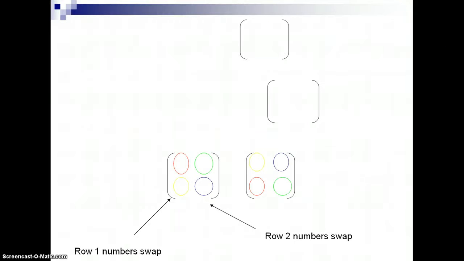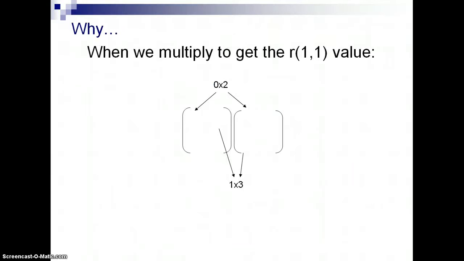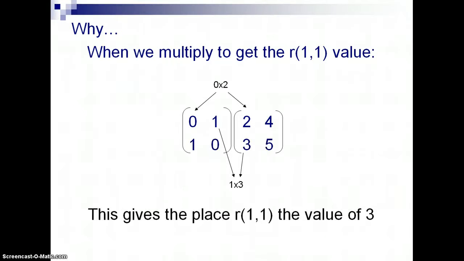We now have the matrix [3, 5; 2, 4]. If we compare this to our original matrix, we can see that the numbers 2 and 3 in the first row have swapped positions, and the numbers 4 and 5 in the second row have swapped positions. This is because when we multiply to get the R11 value, we multiply a 0 by a 2, which gives us 0, and a 1 by a 3, which gives us 3. So the value for this position is 3.